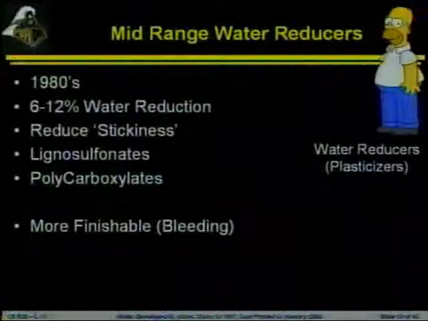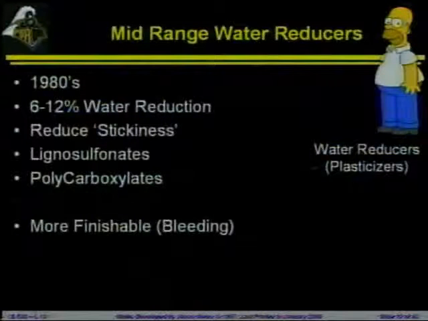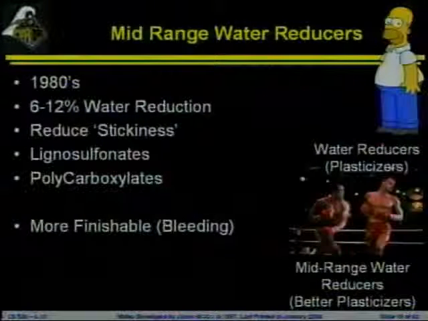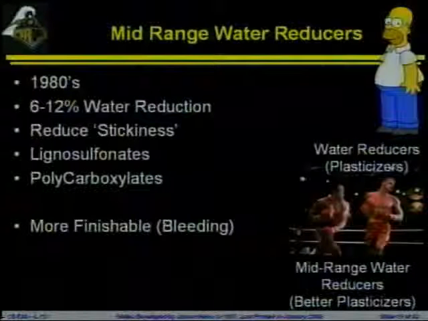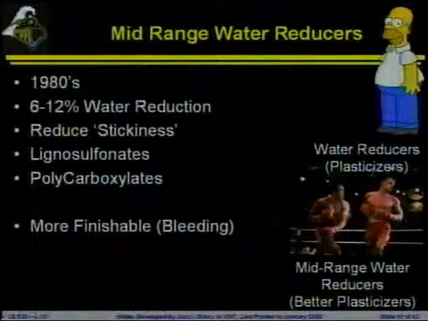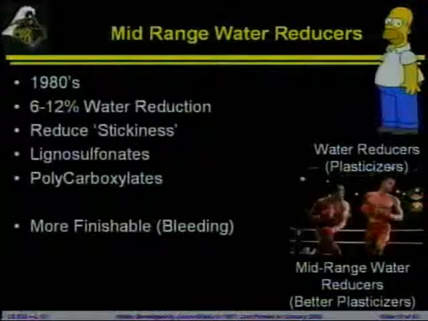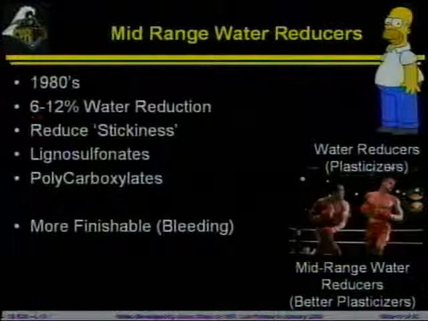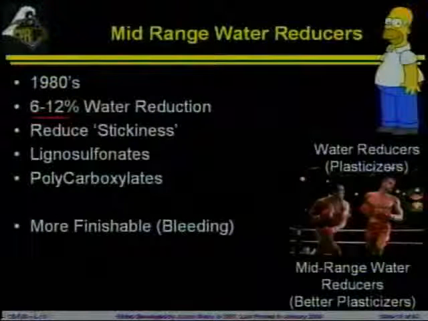Now, we saw the typical mid-range water reducer, our friend Homer. We said in the 1980s, when Rocky starts to come out, we see an increase in the use of different types of admixtures that were referred to as mid-range water reducers. These had about 6 to 12% water reduction. You may say 5 to 10%, 6 to 12%.